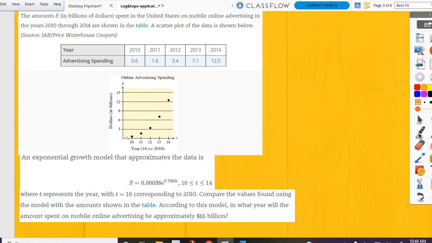So the first part is asking us to compare values. This would be our actual values. They're asking us to look at what our model values would give us. So what are our X values in this case?